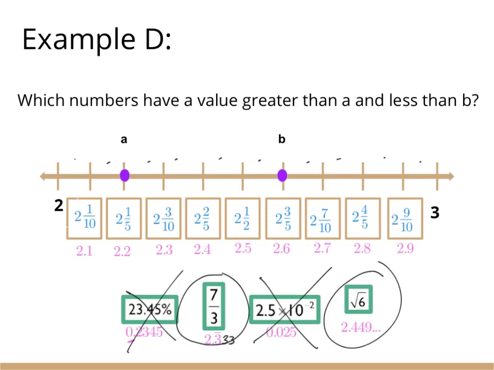So I can go ahead and circle that, and I determine that I've got 7/3 and the square root of 6 as the only correct answers there. Go ahead and make sure that your paper looks like mine, and when it's done, we'll move on to the next one.